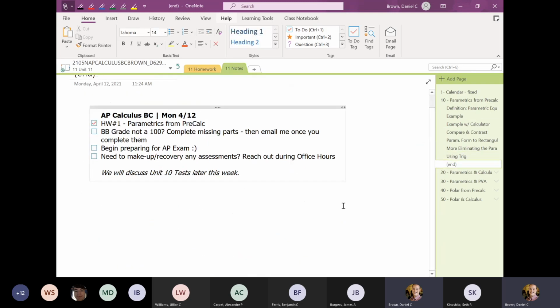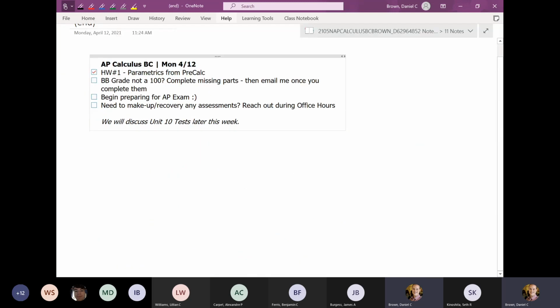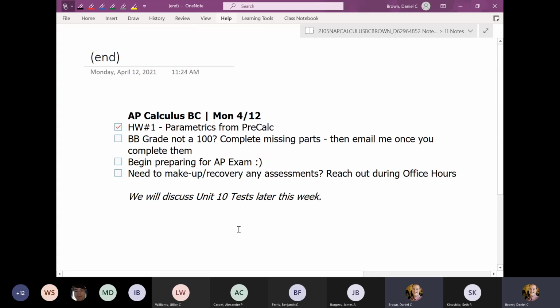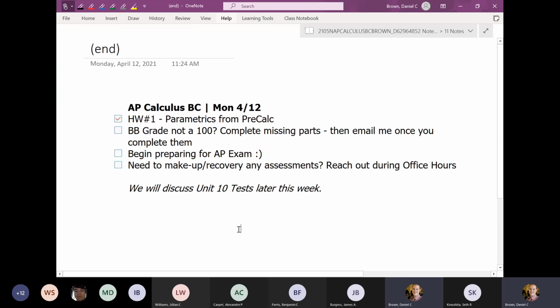Homework, I know we only have about 5 minutes left of class. But the homework is going to be homework number 1, parametrics from pre-calculus. I did share all this with your OneNote without Teams, because Teams has just been acting weird recently when I try to assign homework through it. So it's already in your OneNote, so there won't be an assignment for it in Teams. And that's what I want you to get done.